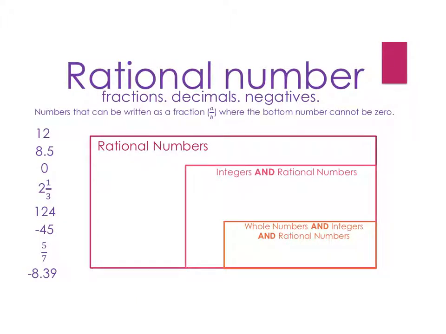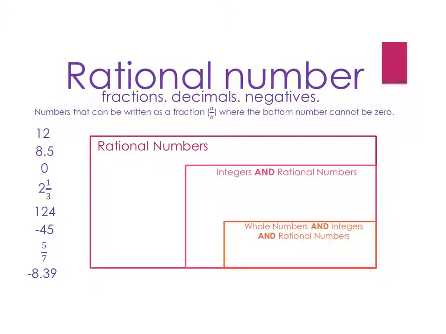Okay, a rational number. Rational numbers are numbers that are fractions, decimals, and negatives. So they're all 3. The definition of a rational number is that it's a number that can be written as a fraction, which we call a over b. If you see a over b, that just means written as a fraction, where the bottom number cannot be 0. So b right here on the bottom cannot be 0.